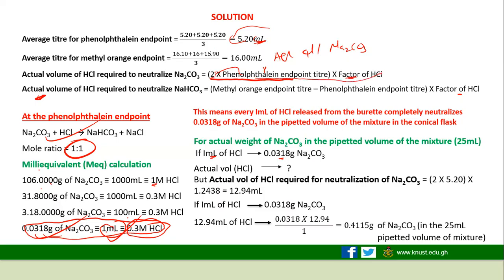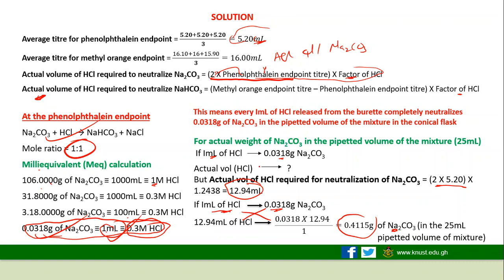So we take this volume, right? Good. So we have 2 times the 5.2, that's the average titer, multiplied by the factor, that will be 12.94. Then we are saying that if 1 ml reacts with this from the milli equivalent, then 12.94 mLs will react with what? Then we do our calculations. So we'll do cross multiplication here. We get 0.4115 grams.